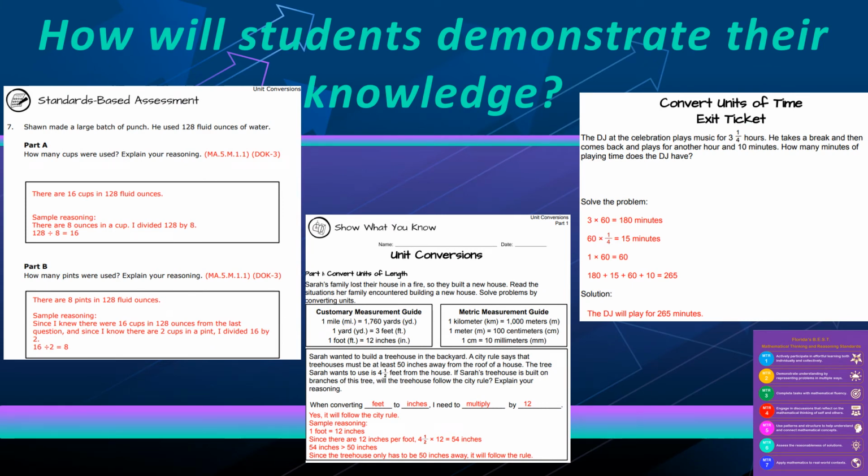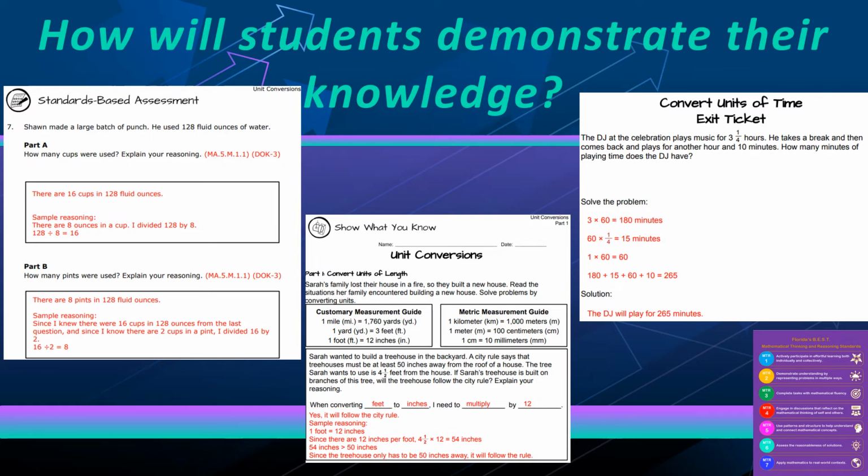Throughout this unit of study, we should see multiple opportunities for students to show their understanding. This could mean students demonstrating their knowledge of solving real-world, multi-step problems converting metric and customary units during the Explore lesson with the exit ticket at the end or the Show What You Know as a follow-up. Students could also show their understanding through a standards-based assessment.